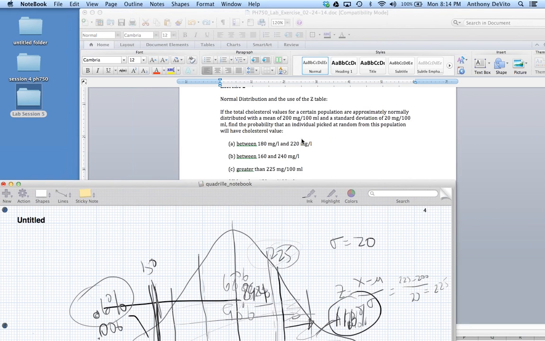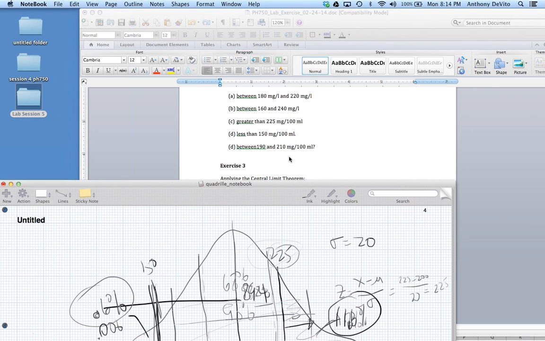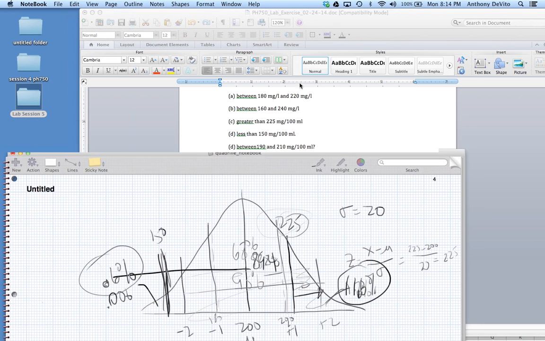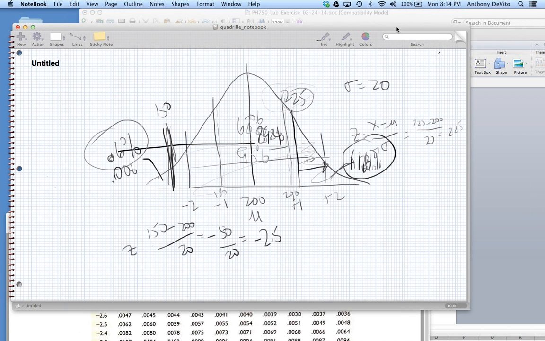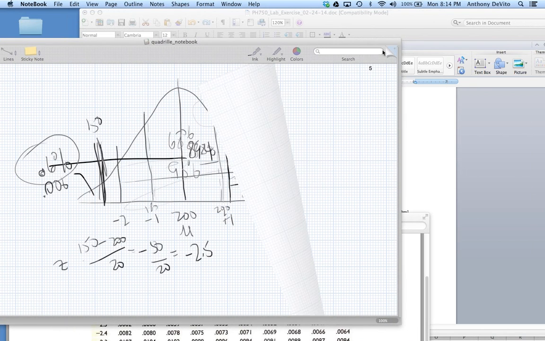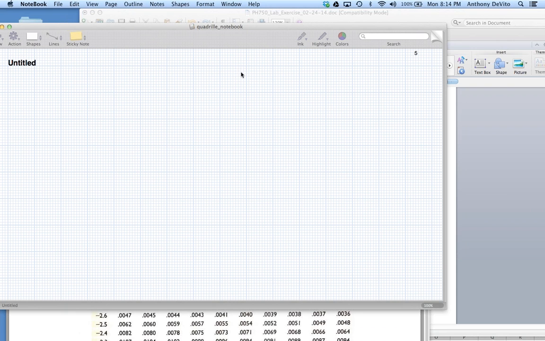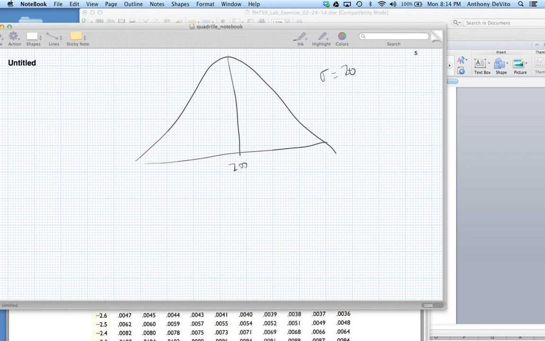Let's see what the next question is. I guess it's going to ask between 190 and 210. What percentage is between 190 and 210? I'm going to redraw this because it's getting real crowded here. Here's my population again. Here's my mean, 200, sigma equals 20. 190 is going to be down here somewhere.